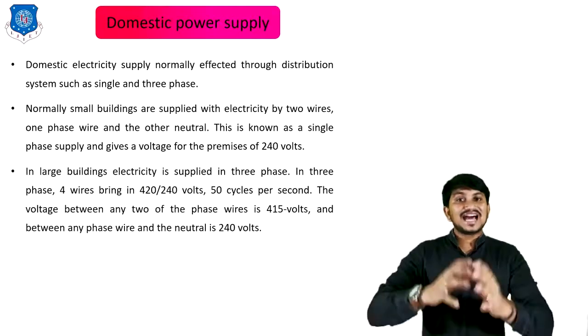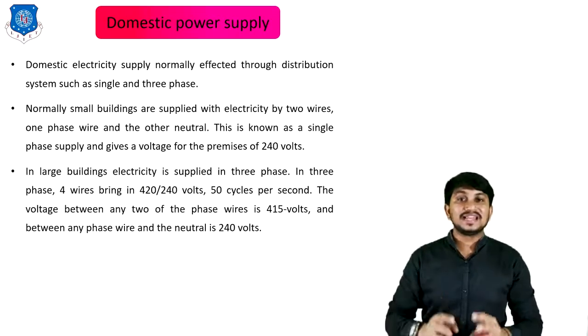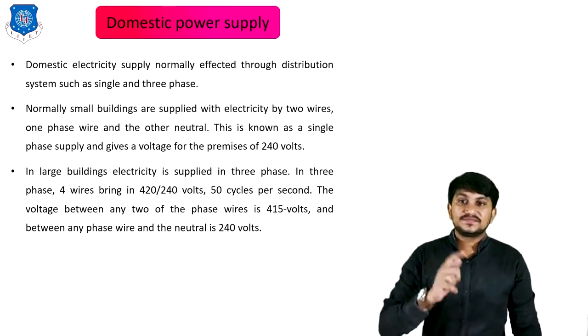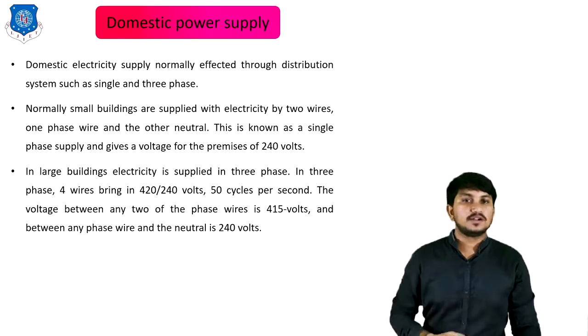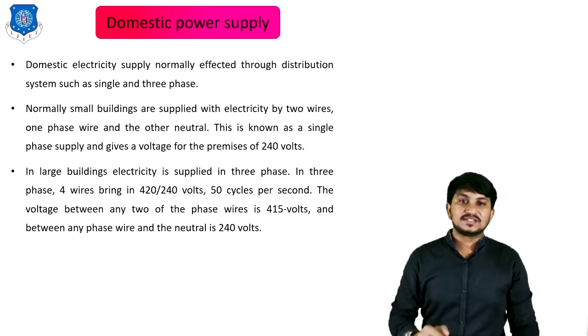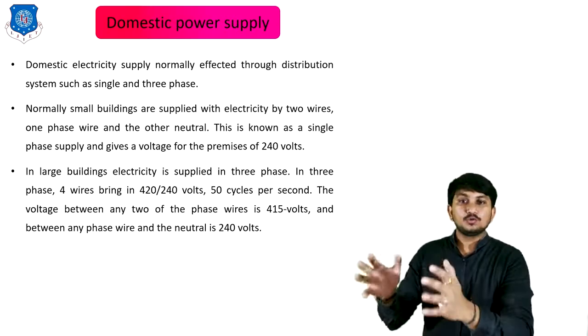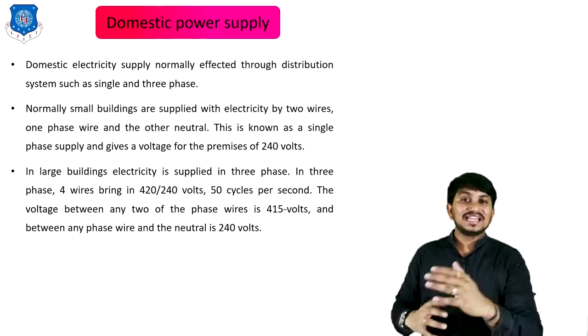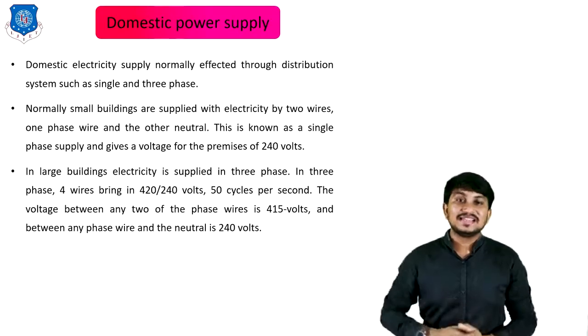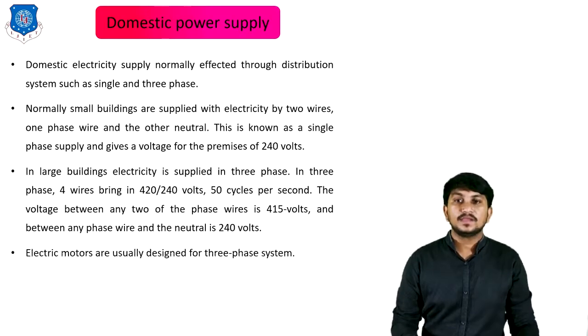In large buildings, electricity is supplied in a three-phase system. In three-phase, four wires bring in 420 or 240 volts at 50 cycles per second. The voltage between any two of the phase wires is 450 volts, and between any phase wire and the neutral wire is 240 volts.